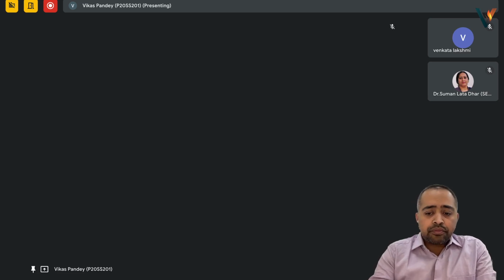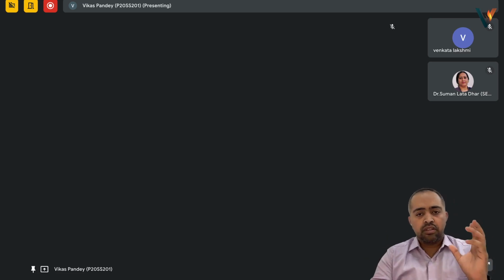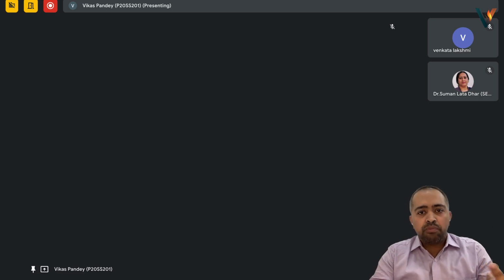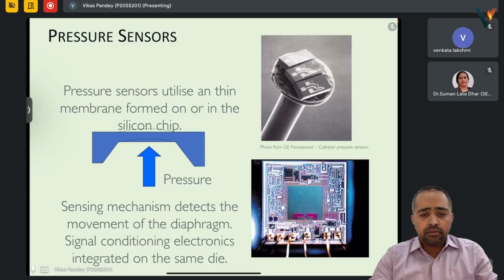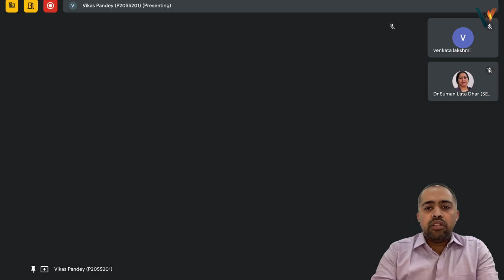So in this lecture, we are going to see how some basic principles of MEMS are used in making simple sensors. Two sensors we will discuss in detail. One is the pressure sensor, the other one is the accelerometer. Before starting, any questions, or any specific thing you would like me to cover, you can ask. Otherwise, we'll just continue.